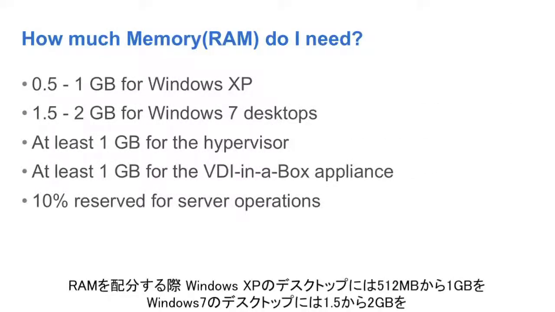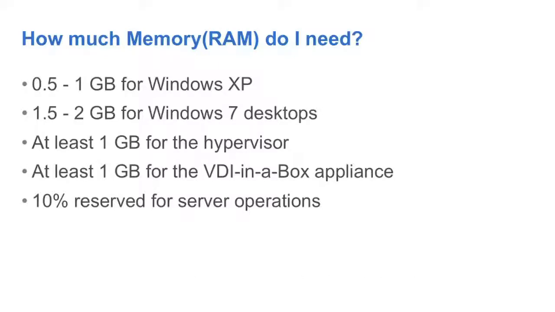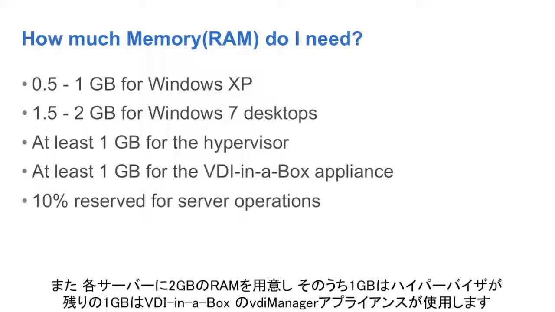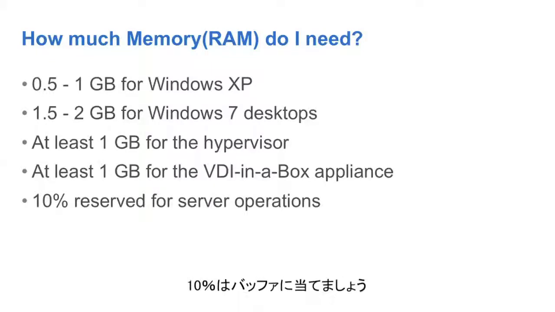When allocating RAM, it is safe to assume you will be assigning between 512 MB and 1 GB to a Windows XP desktop, and 1.5 GB to 2 GB to a Windows 7 desktop. We will also reserve 2 GB of RAM per server. 1 GB of this is used for the hypervisor, and the other gigabyte is used by the VDI-in-a-Box VDI Manager appliance. VDI-in-a-Box will not use more than 90% of the available resources to prevent lockups or errors, so leave an extra 10% buffer to account for this.